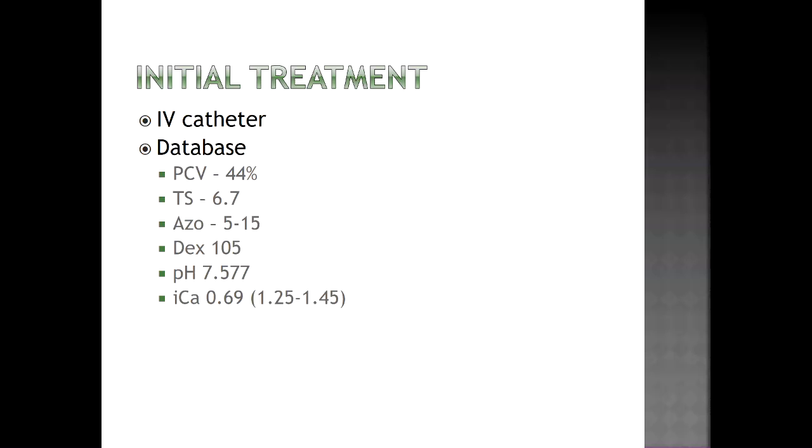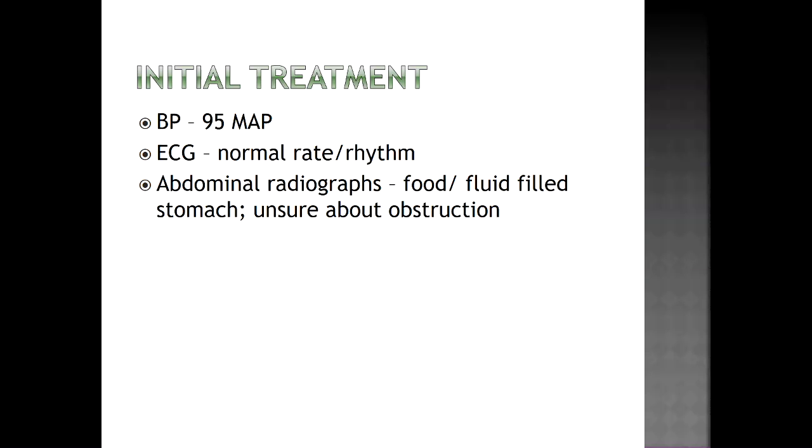His pH was 7.5. But interestingly, look at his ionized calcium. It's 0.69. Normal is 1.25 to 1.45. That is really, really, really low. So I was like, oh darn. But he's hypocalcemic. That's kind of cool. Okay, so this could be fun. His blood pressure was 95, and that was a mean arterial pressure, so that's pretty good. ECG showed a normal rate and rhythm.